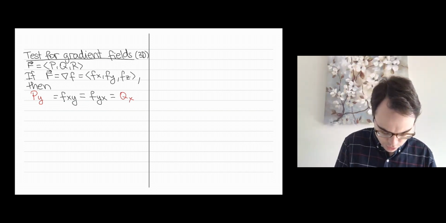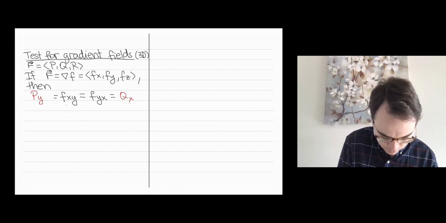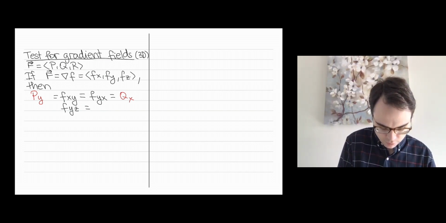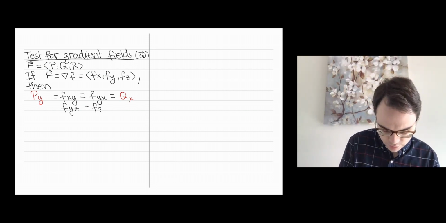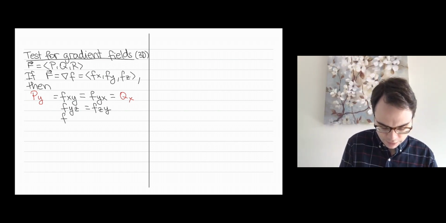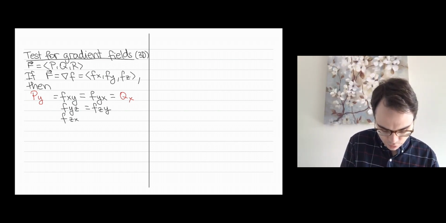So here's the more information we get. We get, for example, that I can take partials with respect to y and z in any order. So I know this is true. And I also know that I can take partials with respect to z and x in any order.